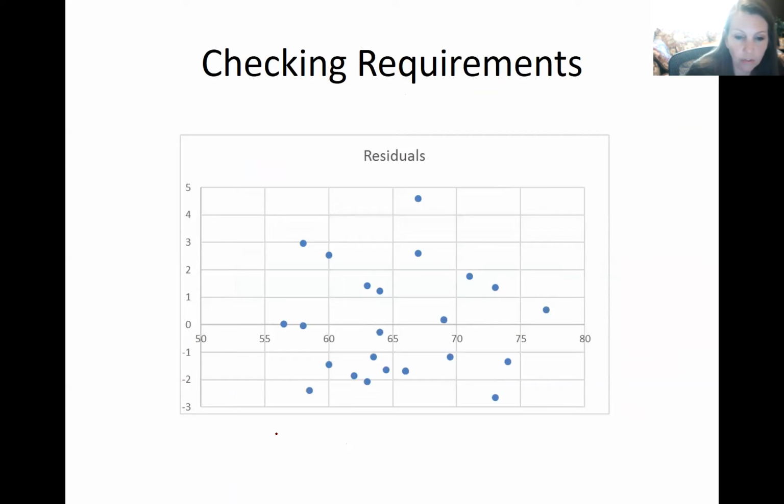What we want to see here is random scatter. If we see random scatter, we're good. Red flags would be if we see a rainbow or a smiley face or a megaphone. Those things would indicate that one or more of those requirements are violated. In this case, I don't see anything. It just looks like a random scatter of points. I don't see any rainbows, no smiley faces, no megaphones. So this is good.